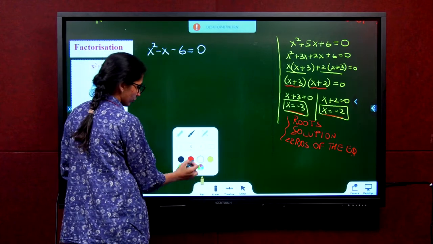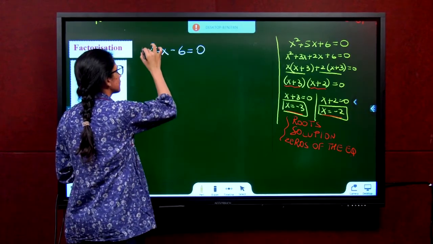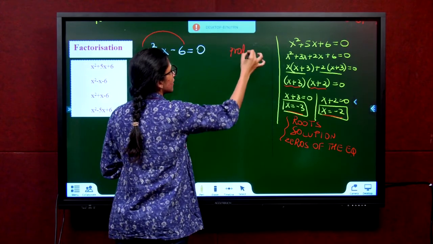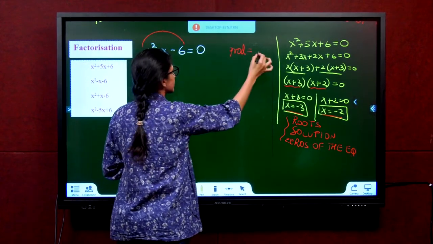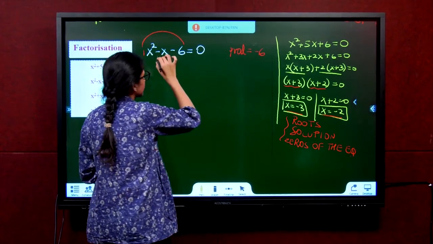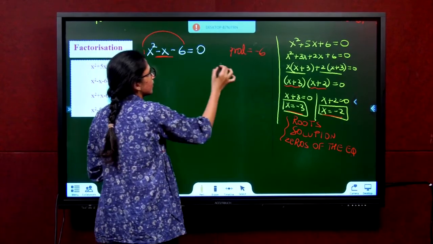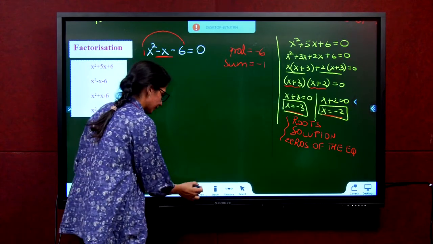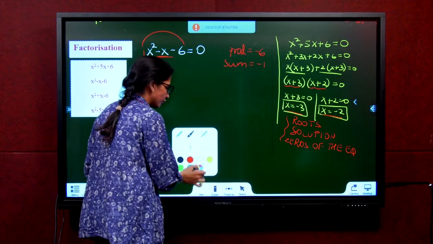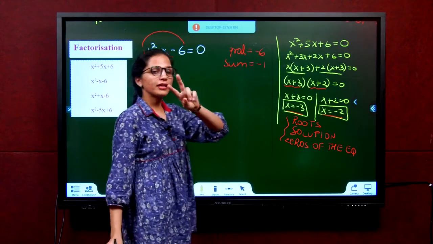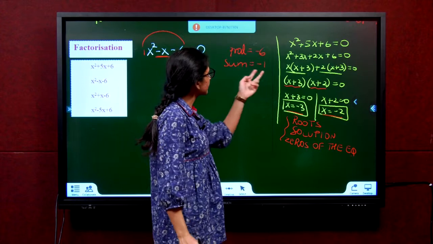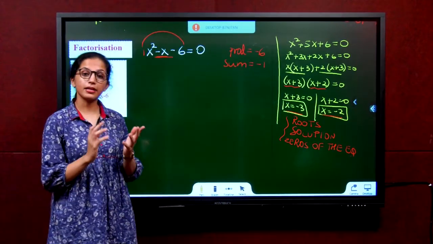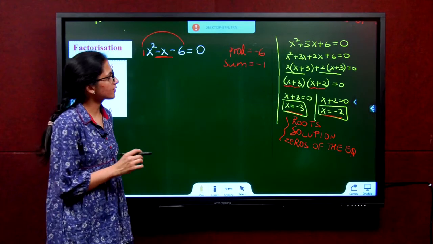If you remember what I taught you, product: first term, last term multiply. So the product here is 1 into minus 6, minus 6, and the sum is nothing but the middle term. The sum here is minus 1. That means you have to split. You have to make two numbers such that the sum is minus 1 and the product is minus 6.